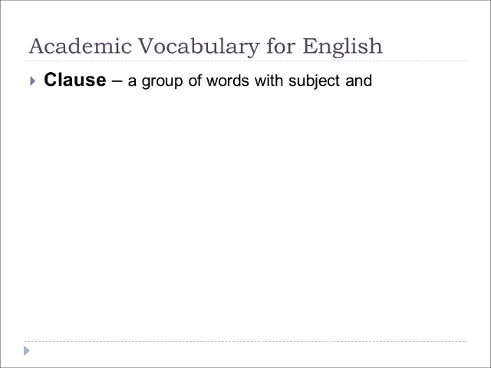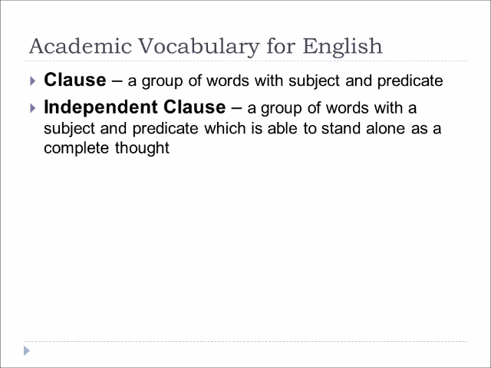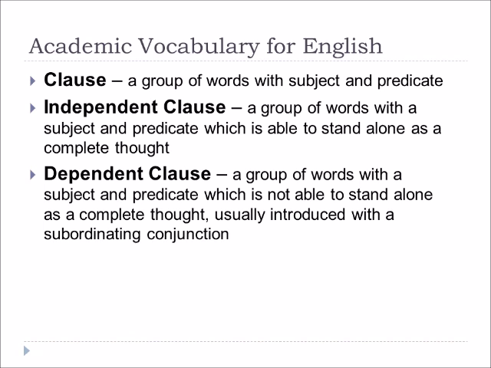A clause, remember, is a group of words with subject and predicate. An independent clause is a group of words with a subject and a predicate which is able to stand alone as a complete thought. That's the key here, because a dependent clause is also a group of words with a subject and a predicate. But a dependent clause is not able to stand alone as a complete thought. In most cases, a dependent clause is introduced with a subordinating conjunction.